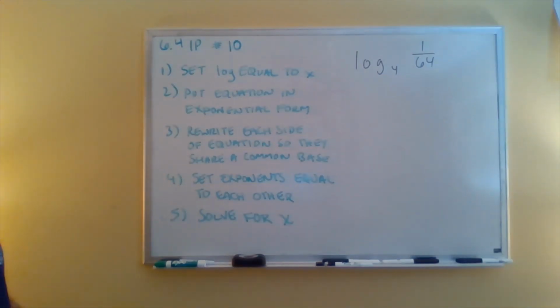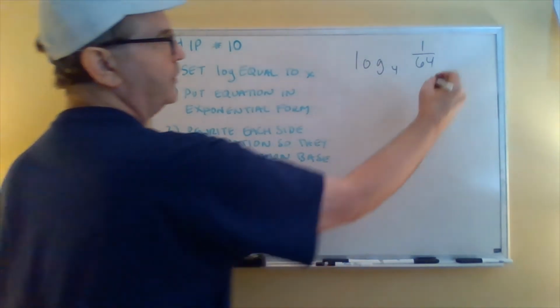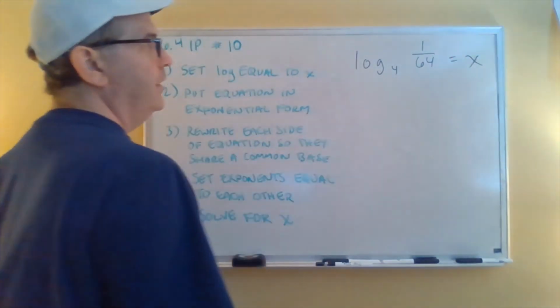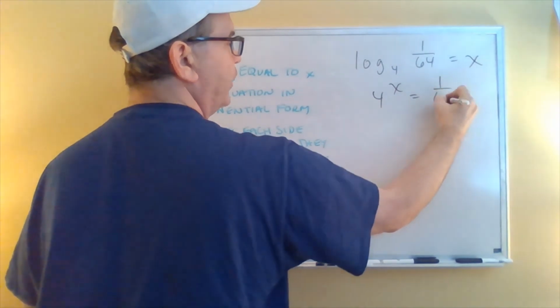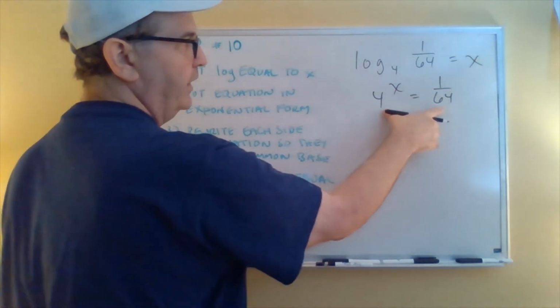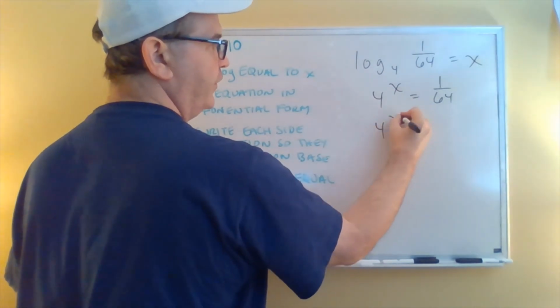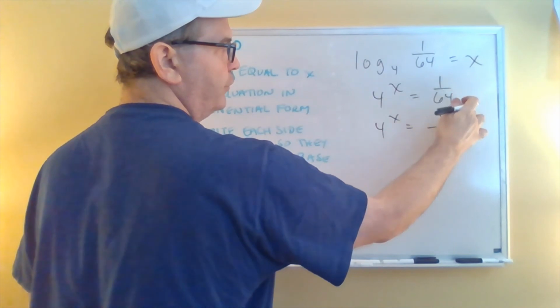That brings us to our final question for this assignment. We have log base 4 of 1 over 64. We need to evaluate that, so let's set it equal to x, and then rewrite that equation in exponential form. So we'll have 4 to the x equals 1 over 64. We need to set up a common base, so let's keep the left side the same.